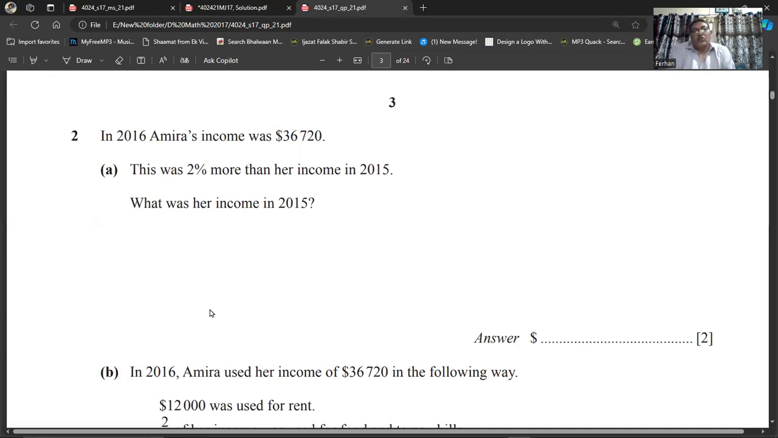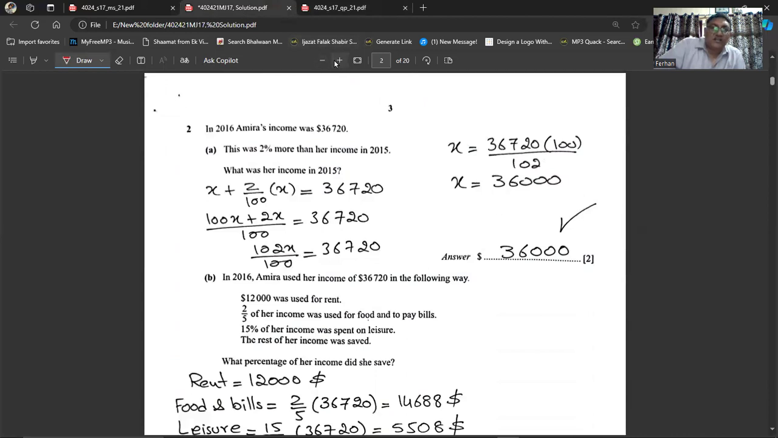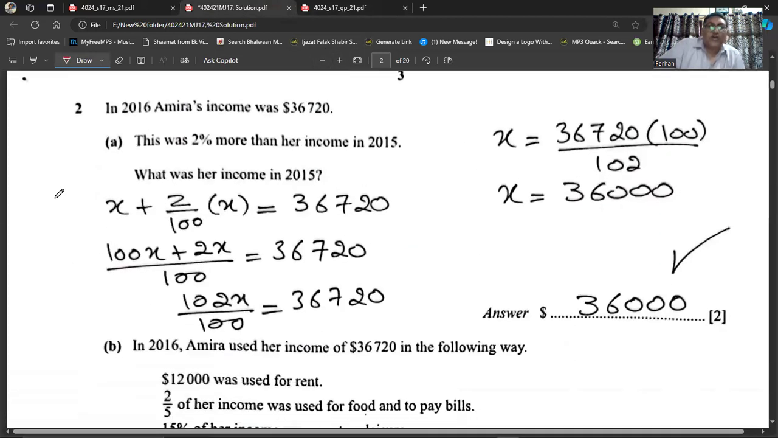Okay. So suppose in 2015, the income was X dollars. So 2016's income is X plus 2% of X, and that is 36,720. So here we go. X plus 2 by 100 X equals 36,720. I will take the LCM on this side. So you will have 100X plus 2X divided by 100 equals 36,720. So 102X divided by 100 equals 36,720.